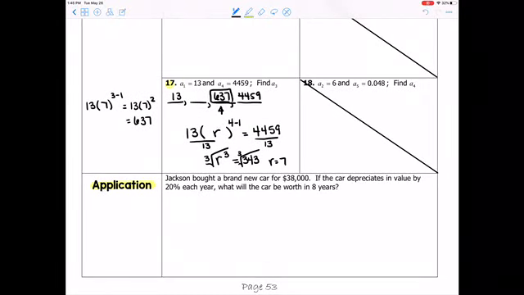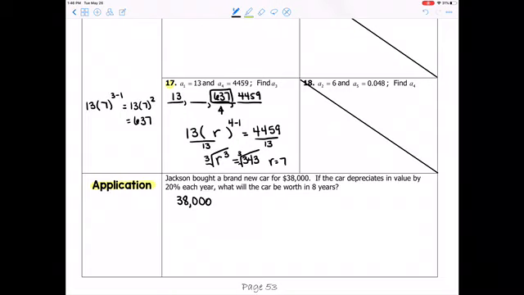All right, here is our application. Jackson bought a brand new car for $38,000. If the car depreciates in value by 20% each year, what will the car be worth in 8 years? Well, if we think about this as a sequence, 38,000 would be the first term of the sequence.